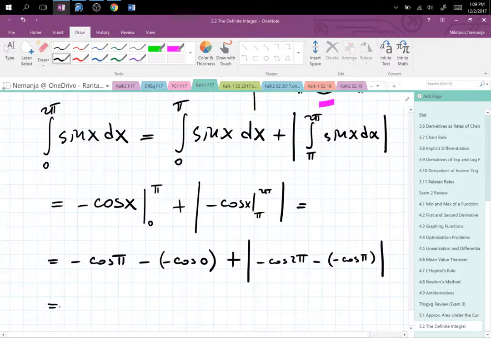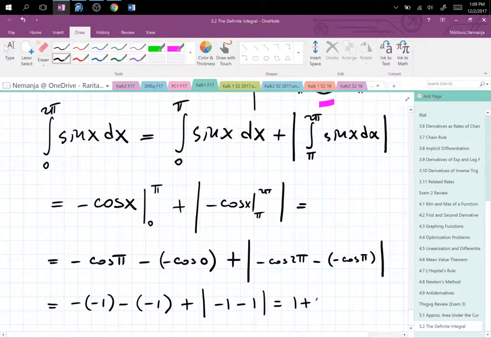We go and we say negative cosine of pi. Negative cosine of pi is 1 because it's negative, negative 1. Minus cosine of 0 is 1, so you have another negative 1 there. Plus absolute value, cosine of 2 pi is 1, so it's negative 1. And then minus cosine of pi is negative 1, so it's another 1 there. So this is 1 plus absolute value of negative 2, altogether 4.